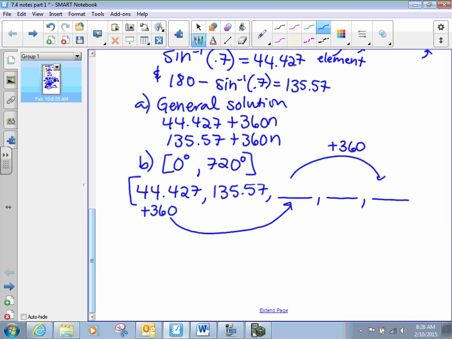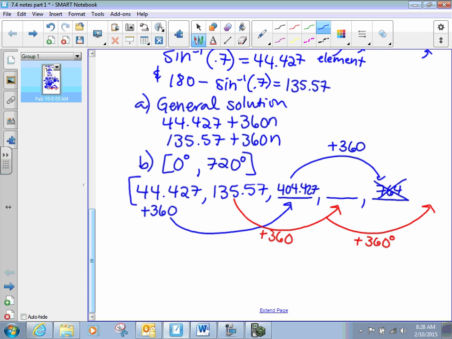Now to get other answers, I can add 360 to this one. And then to this one, I can add another 360. So that's how you're going to get multiple answers. So we'll do that in our calculator. When I add 360 to the 44, I get 404.427. And then if I add 360 again, I get 764, which was over. So I don't need that one.